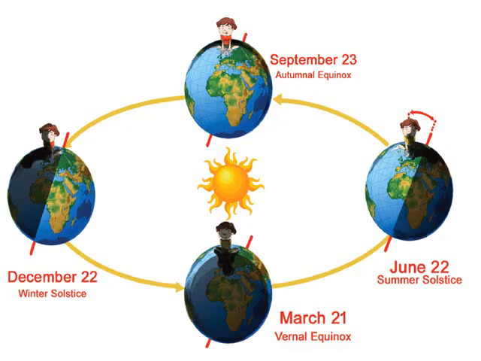Dear children, the picture shows the equinoxes, that is on September 23rd, which is autumn equinox, and March 21st, vernal equinox, and the solstices, summer solstice, June 22nd, and winter solstice, that is on December 22nd.